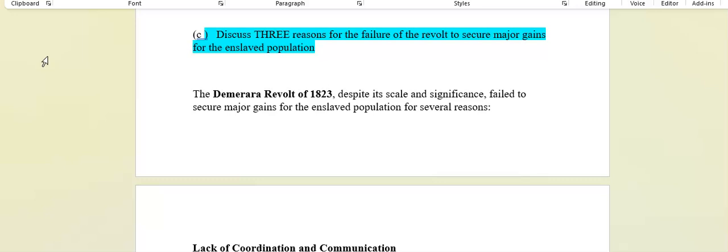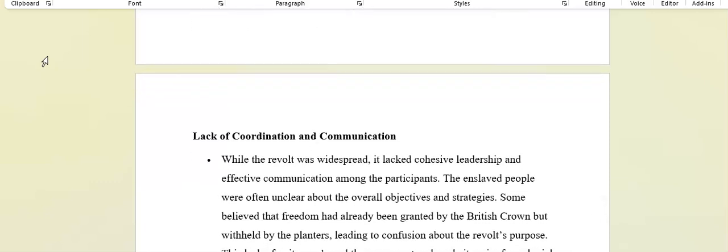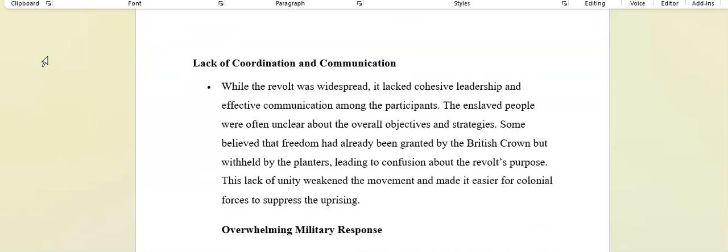All right, so we're back. The Demerara Revolt of 1823, despite its scale and significance, failed to secure major gains for the enslaved population for several reasons. One of those reasons was the lack of coordination and communication. While the revolt was widespread, it lacked unity, it lacked cohesive leadership, and it also lacked effective communication among the individuals who were participating in the revolt.